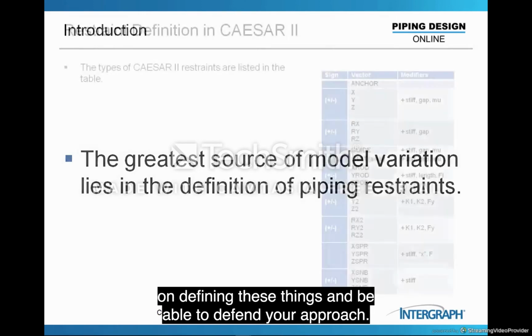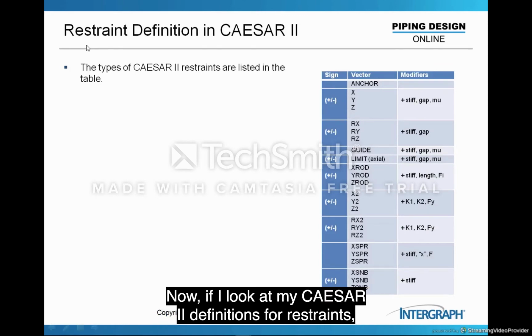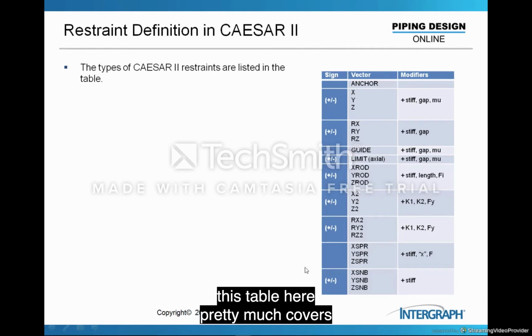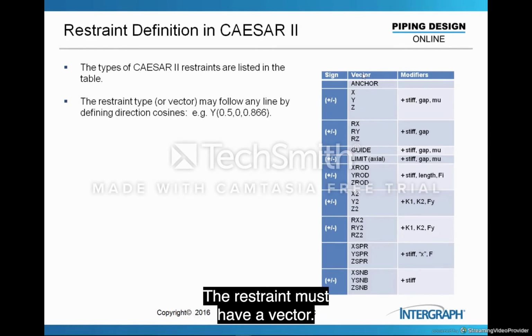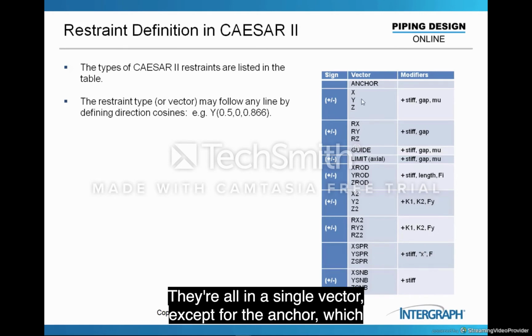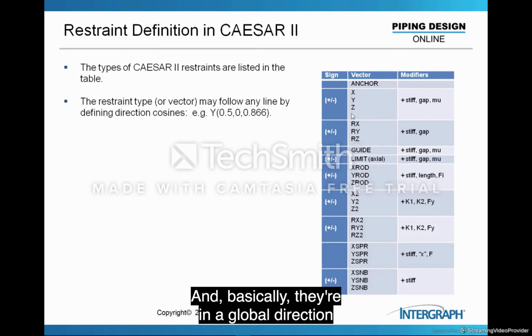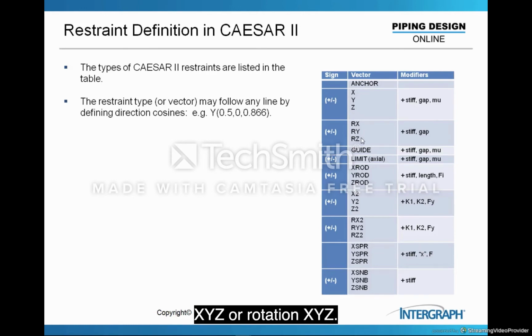So it'd be important to get a good handle on defining these things and be able to defend your approach. Now if I look at my Caesar 2 definitions for restraints, this table here pretty much covers all the restraints that are available in Caesar 2. The restraint must have a vector. They're all in a single vector except for the anchor, which is all 6 degrees of freedom. And basically they're in a global direction XYZ or rotation XYZ.